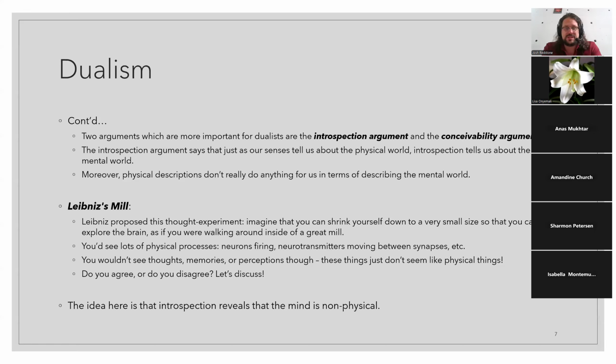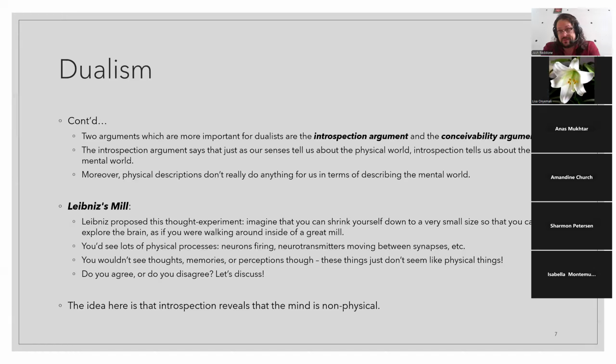It's called Leibniz's mill. Leibniz said, imagine something like this. Imagine that you could shrink yourself down really tiny, and you could walk around inside of a brain as if you were walking around inside of a mill, like a mill that grinds things and saws things and does things. It's powered by wind or water or something. Imagine the mind is like that, just a big giant mill. Or the brain is like that, and you could shrink down and walk around in it.